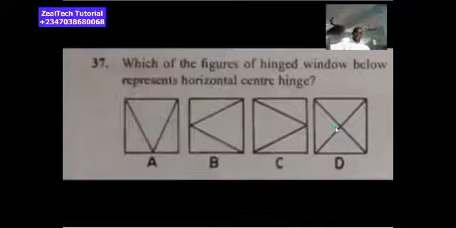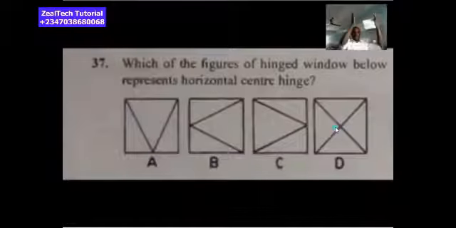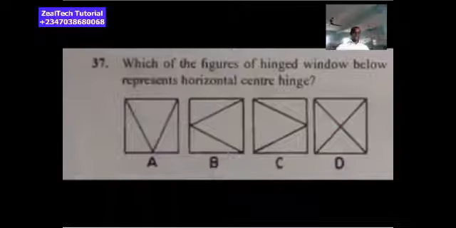You know, the window you can move, and then it opens in the middle, gives you space here and space here. When you push it, it will shut and close both openings at the same time. The center swing. So the answer is D.